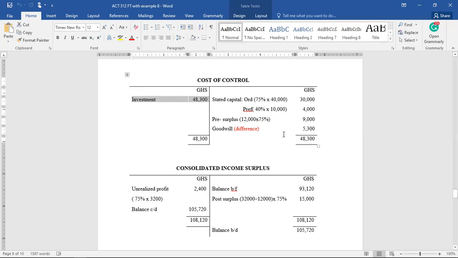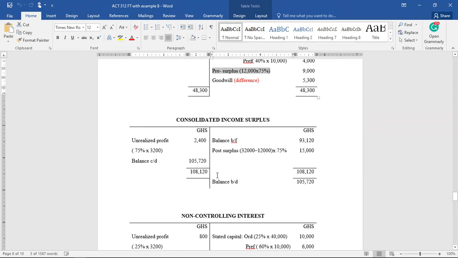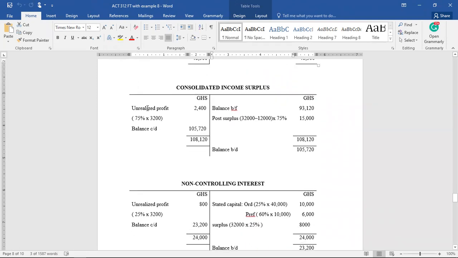And then you proceed. Then the pre-acquisition surplus here, it is the ordinary share that entitles you to control. So it is the percentage of the ordinary share you use whenever we are talking about surpluses over here. So you have to take note over there. Then the unrealized profit, as I was talking about, it is the subsidiary that is selling to the parent.